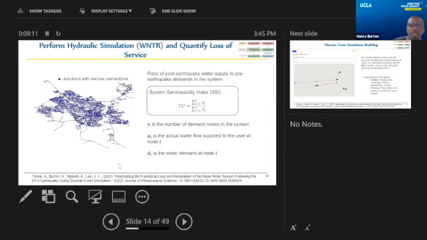So given the state of damage to the system, we now want to turn that into a functionality metric. What does it mean? Now that an earthquake happens and there's damage to pumps, pipes, etc., what does that mean in terms of the ability of the system to provide water service to the affected region? For that, we use the system serviceability index. All that is, for each junction we're normalizing the actual water that's supplied at a particular node by the demand at the node, and then aggregating that over the entire system.